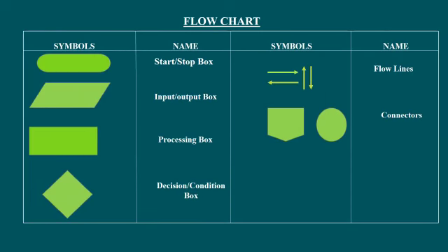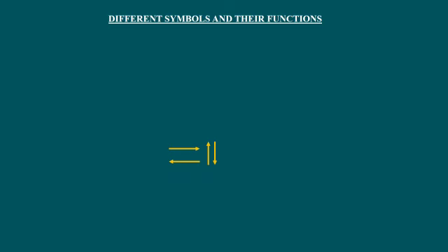Flowchart. Children, a flowchart is a pictorial representation of the steps. It is represented graphically. The process of drawing a flowchart for an algorithm is known as flowcharting. Children, once again, what does flowcharting mean? You should write: the process of drawing a flowchart for an algorithm is known as flowcharting. Children, let us learn different symbols and their functions.